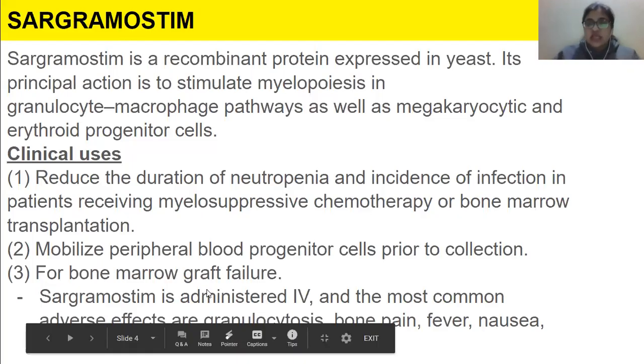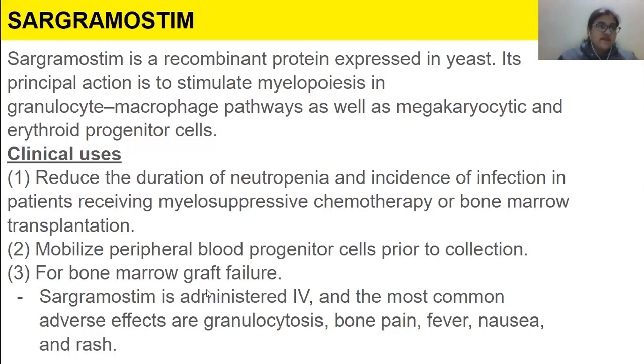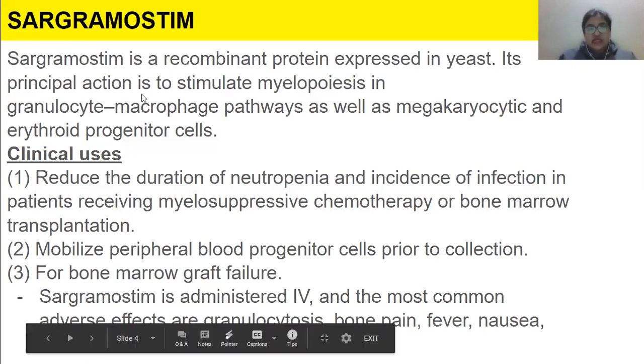So first of all, let's talk about the first drug that we have, which is known as Sargramostim, okay. It is a recombinant protein expressed in yeast. Its principal action is to stimulate myelopoiesis in granulocyte macrophage pathways, as well as megakaryocytic and erythroid progenitor cells. Okay, so basically, it is promoting their synthesis.